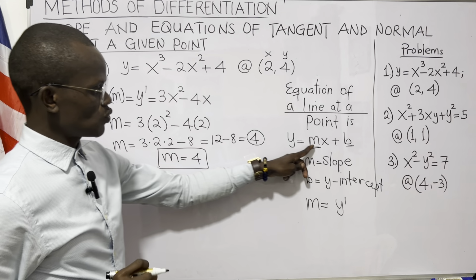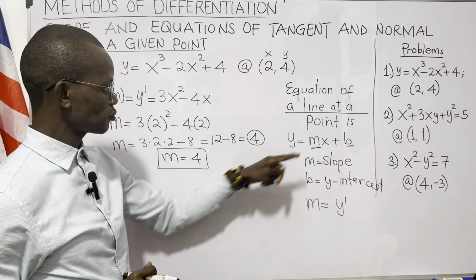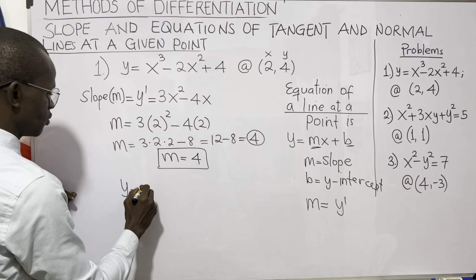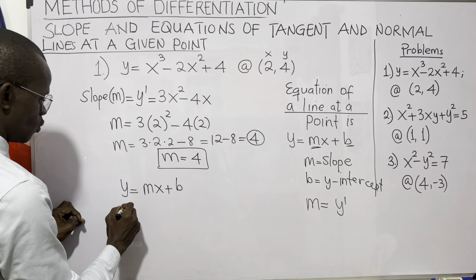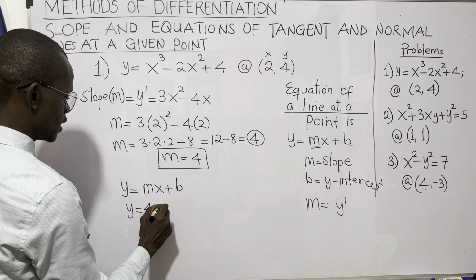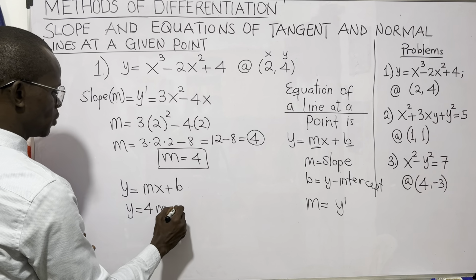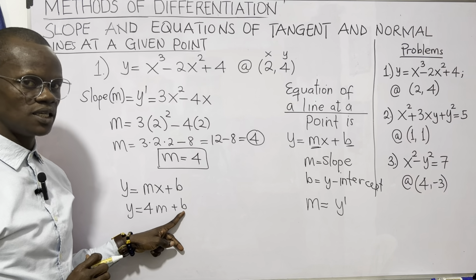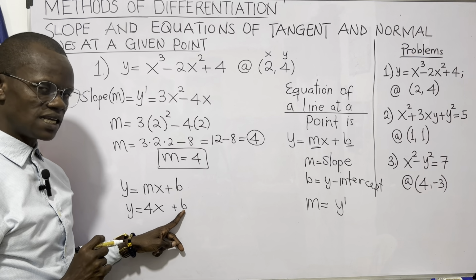So we already have the slope, which is equal to 4. We can write the equation as y equals mx plus b. Now m is 4, so y equals 4x plus b. But we need to find this b.